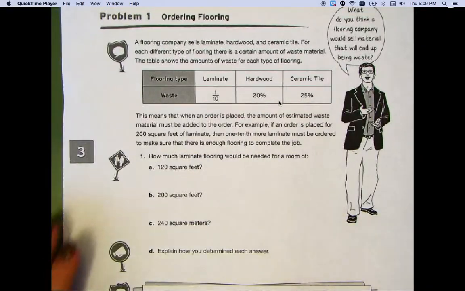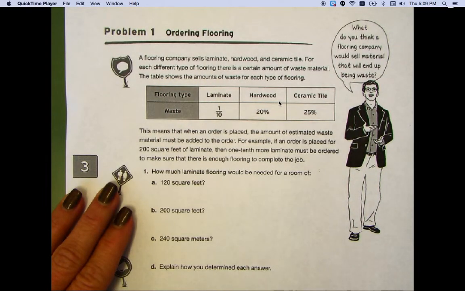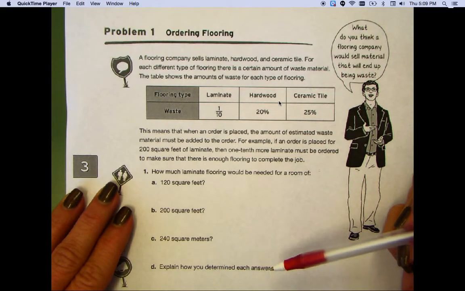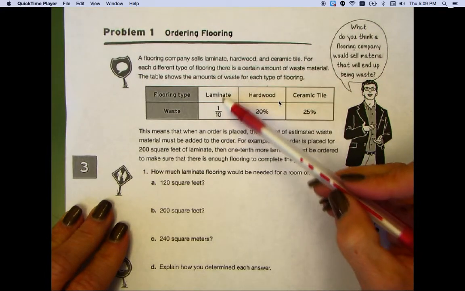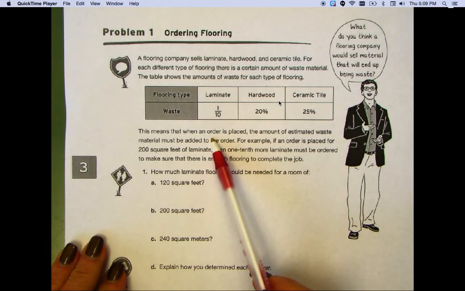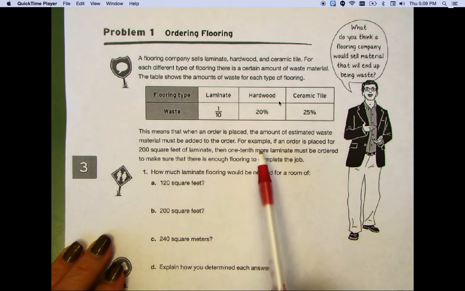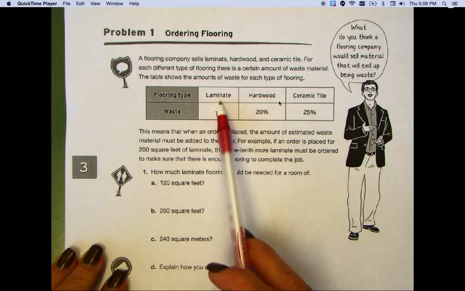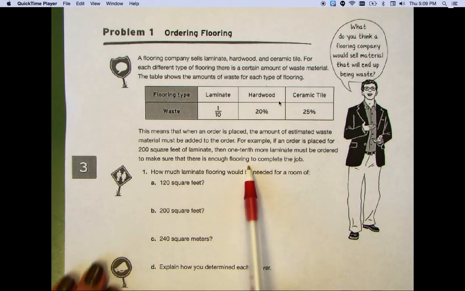So if we look in the book on page 148, our first problem says a flooring company sells laminate, hardwood, and ceramic tile. For each different type of flooring, there is a certain amount of waste material. The table shows the amount of waste material for each type of flooring: 10%, 20%, 25%. This means that when an order is placed, the amount of estimated waste material must be added to the order. For example, if an order is placed for 200 square feet of laminate, then 1/10 more laminate must be ordered to make sure that there's enough floor to complete the job.